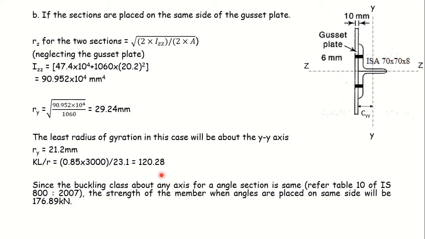Now coming to the second case. In the second case, the two angle sections have been placed back to back like this, but they have been provided on the same side of the gusset plate.